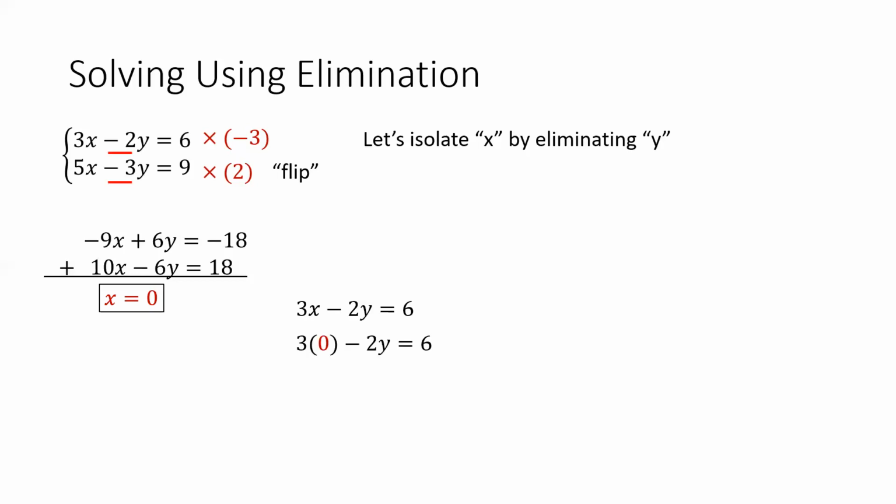And you may have guessed it, it's the exact same process as substitution. I plug my x into either equation. I pick the first one. So 3 times 0 is 0, leaving me with -2y equal to 6. Divide both sides by -2, and y is equal to -3. And then I have to write it as a point. And that's it for this section.